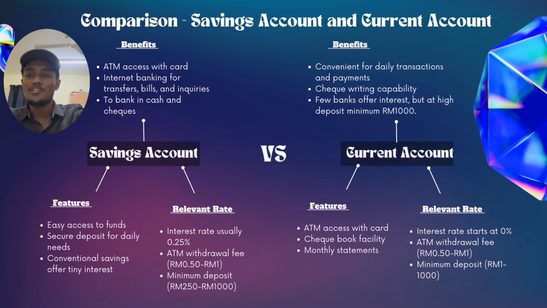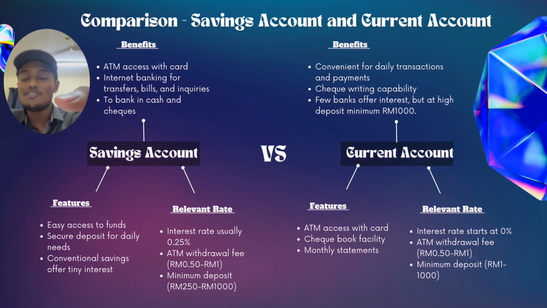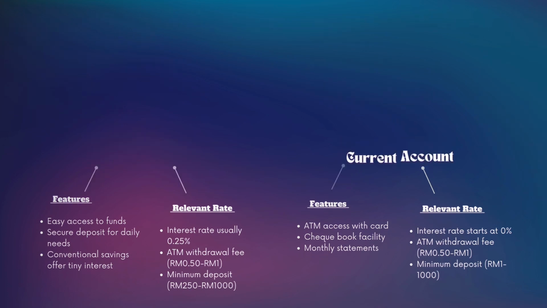for the savings account, where the interest rate is usually 0.25%. The ATM withdrawal fee is 50 cents to 1 ringgit, and the minimum deposit will be 250 ringgit to 1,000 ringgit. So now we go back to the relevant rates for the current account. The interest rate will always start at 0%. The ATM withdrawal fee is the same as the savings account, and the minimum deposit for the current account is from 1 ringgit to 1,000 ringgit.